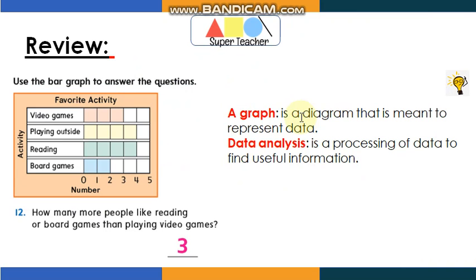But before starting our lesson, here is a quick revision about bar graph. Just take your time, look at it, okay? We learned before how to use the bar graph and how to analyze it, how to collect the data, and how to show the data too, right?